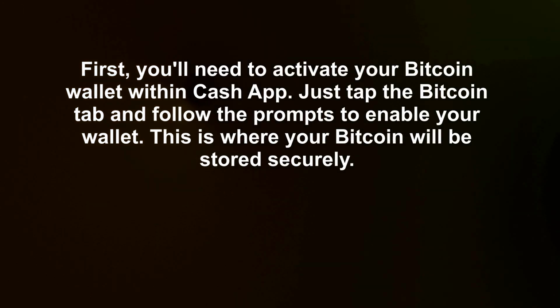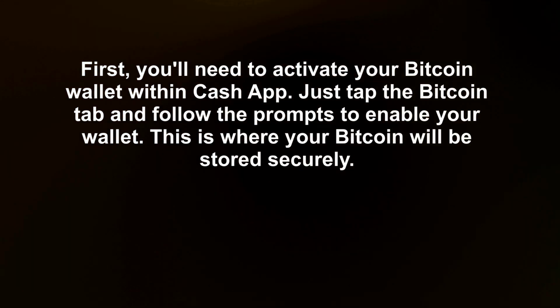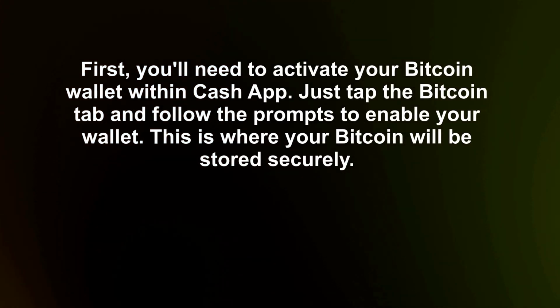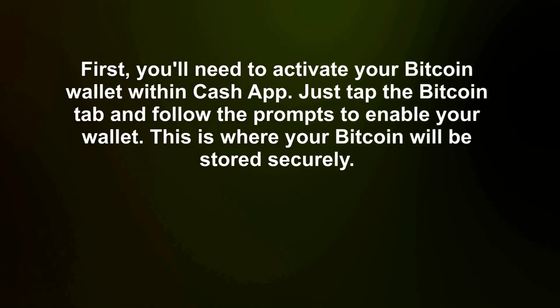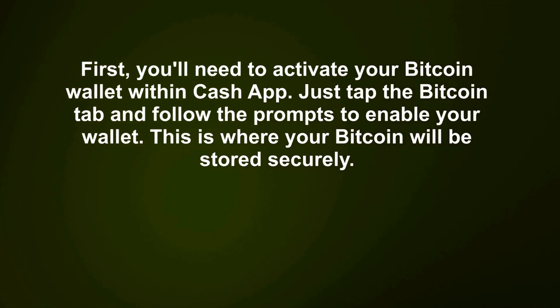First, you'll need to activate your Bitcoin wallet within Cash App. Just tap the Bitcoin tab and follow the prompts to enable your wallet. This is where your Bitcoin will be stored securely.